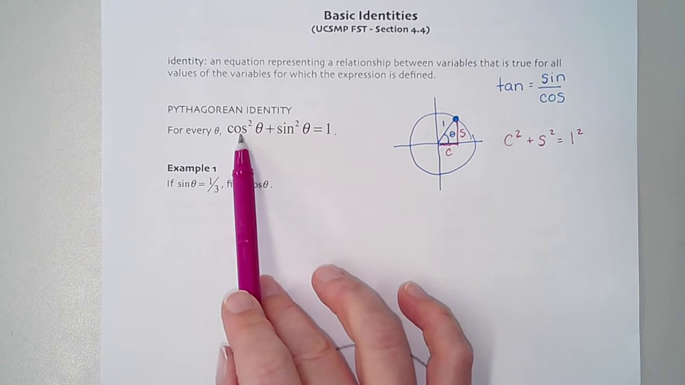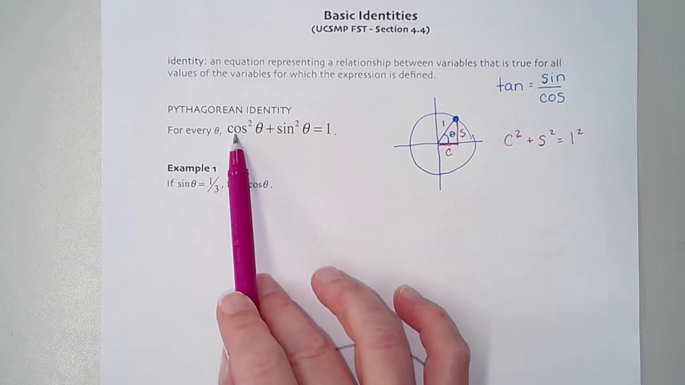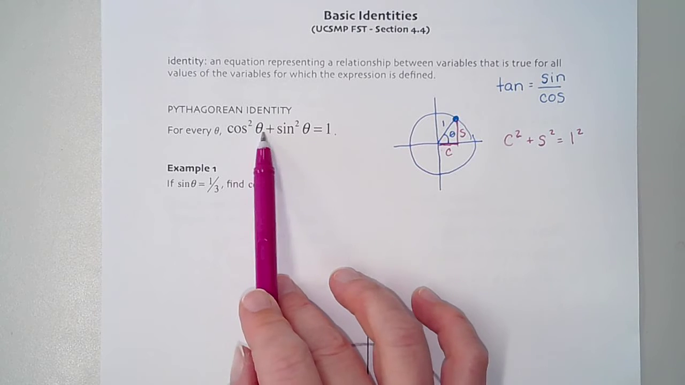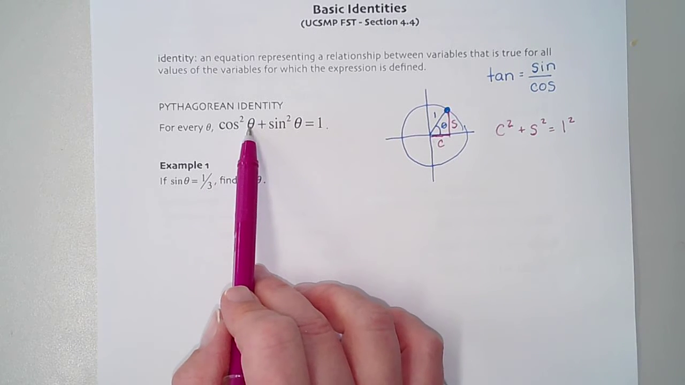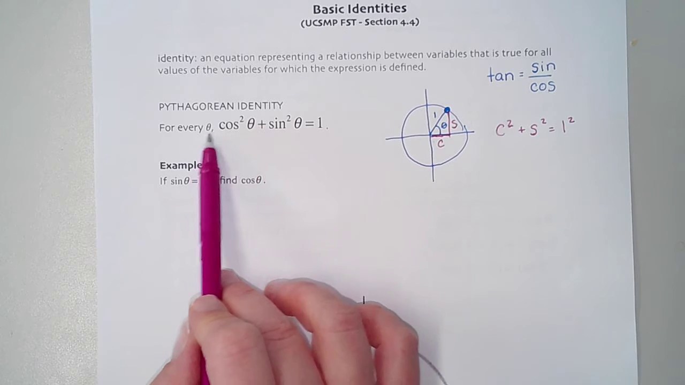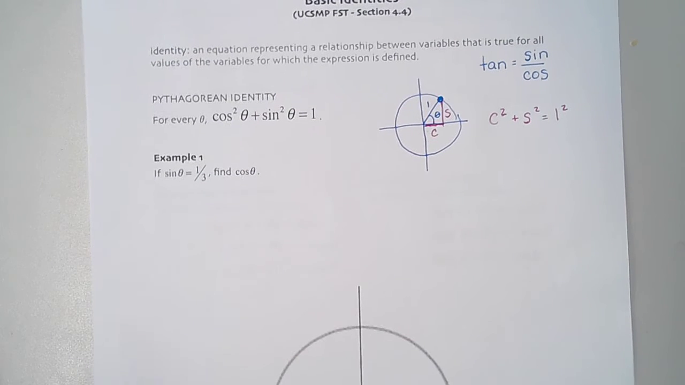By the way, this is just shorthand here where we write cosine squared of theta. That's the same thing as saying the cosine of theta squared. I don't know why. I think we just want to avoid making it look like the theta is being squared. It's the cosine of the theta that's being squared. Okay, so cosine squared of theta plus sine squared of theta is equal to 1.